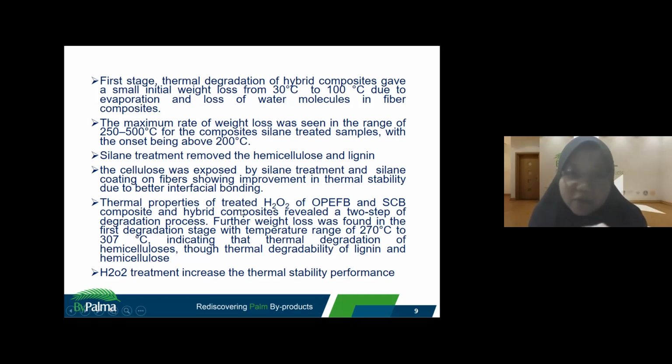The thermal properties of hydrogen peroxide treated OPEFB and SCB composites and the hybrid composite revealed a two-step degradation process. Further weight loss was found in the first degradation stage with a temperature range of 270 degrees C to 307 degrees C, indicating thermal degradation of hemicellulose and lignin. Then hydrogen peroxide treatment also increased the thermal stability performance.